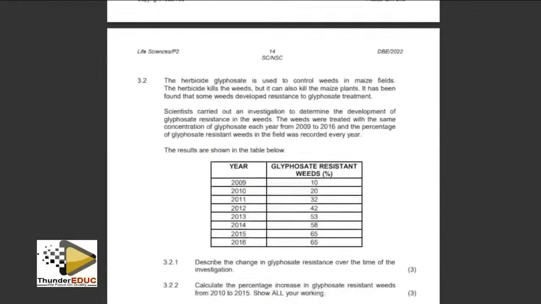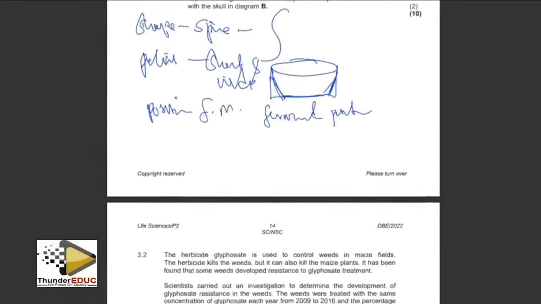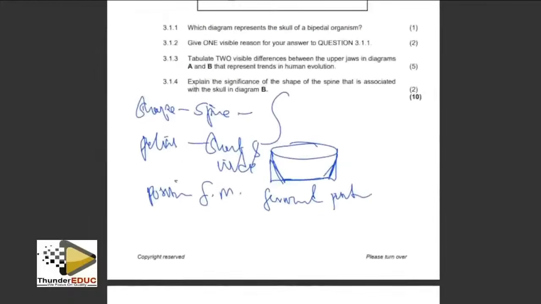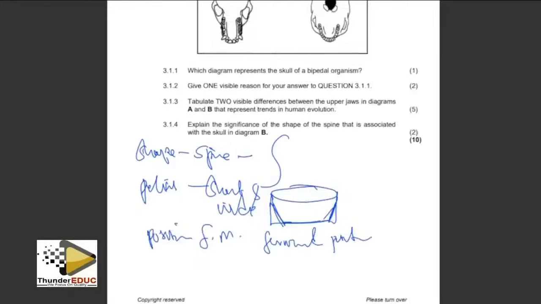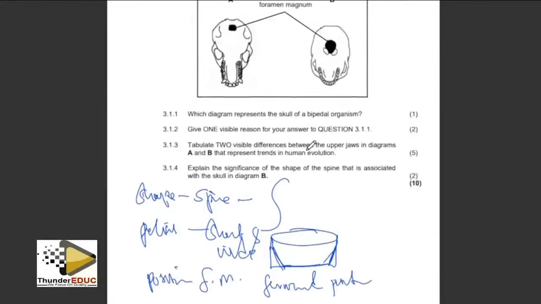Now, they can ask you, now I'm going to start firing you questions. How is the brain size related to intelligence? Or how is the skull related to intelligence?